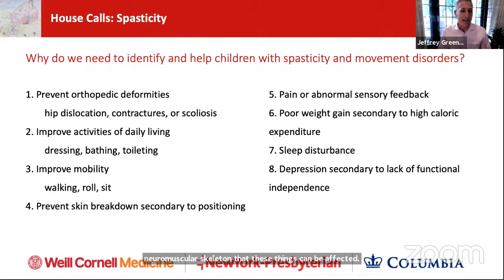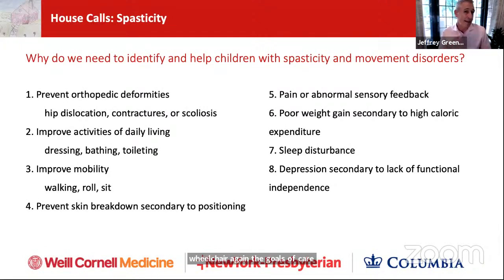But the things that are more tangible: how do we improve their activities of daily living? How do we make it easier for caregivers, parents to dress their children, to change their diapers, to actually help them go to the bathroom? Of course, everyone wants more mobility. So it's whether it's just being able to sit up more comfortably, or whether it's being able to go from a rolling walker to walking independently, or to being able to sit more comfortably in a wheelchair. Again, the goals of care depend on the severity of the CP.